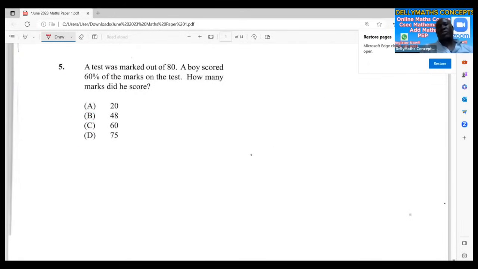A test was marked out of 80. A boy scored 60% of the test. How many marks? Well, we could simply look at this as 60 out of 100, and you multiply this by 80, and you can cancel these zeros. 6 times 8 gives us 48.